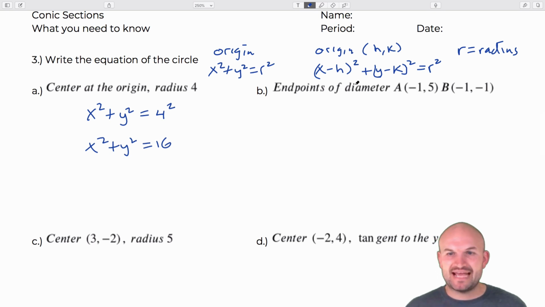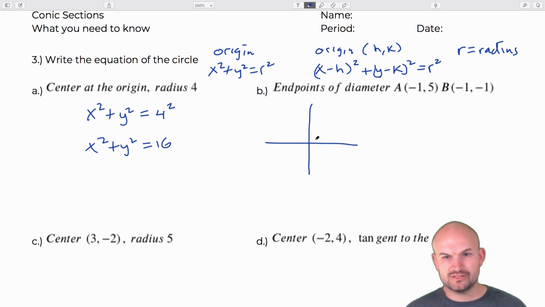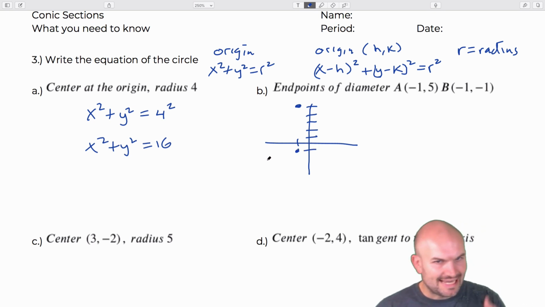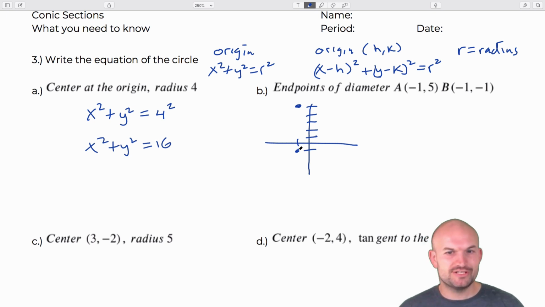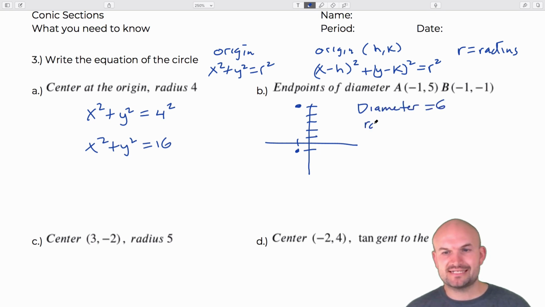The next one is we have the endpoints of the diameter. So let's go ahead and plot this here real quick. So we have -1, 5. Okay, and we have -1, -1. So easily what we could do here is use the distance formula, right? But I think you guys could agree that since we've graphed this, we can see that the diameter is equal to 6.